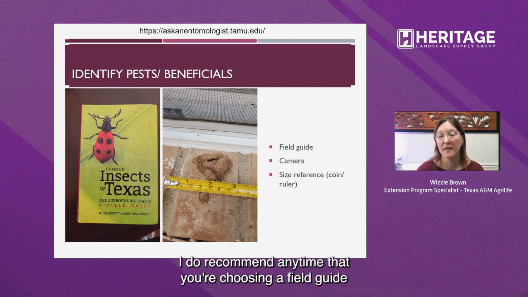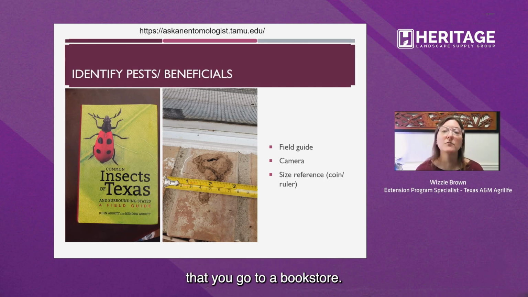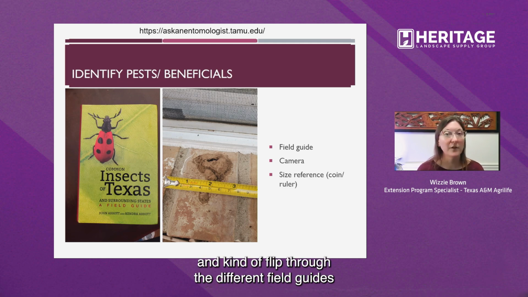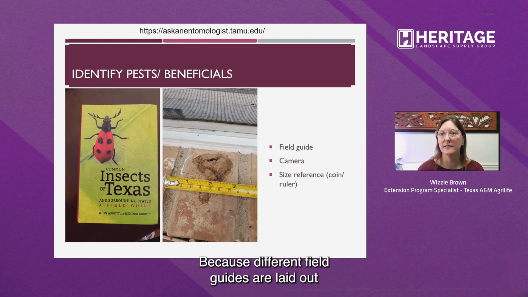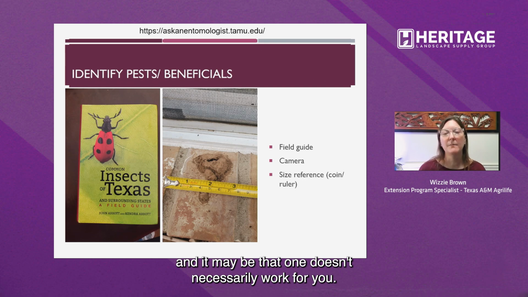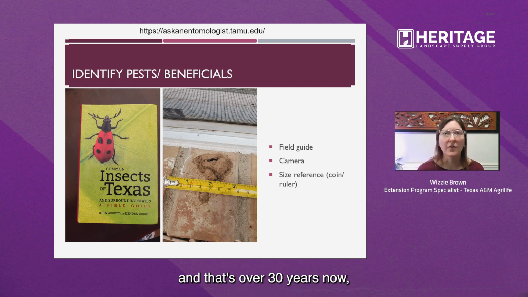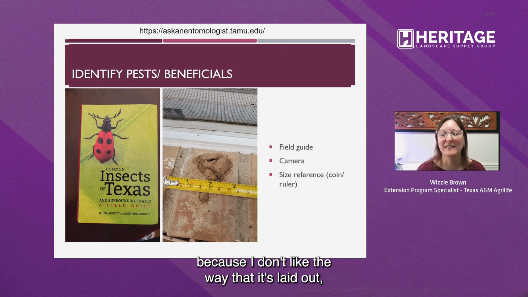I do recommend anytime that you're choosing a field guide that you go to a bookstore. I'm not saying you have to buy it at the bookstore, but go to the bookstore and kind of flip through the different field guides and see which one actually is going to work with the way that your brain works, because different field guides are laid out in different manners, and it may be that one doesn't necessarily work for you. I have a field guide that I've had since college, and that's over 30 years now. And I don't use it ever because I don't like the way that it's laid out. So it just sits on the bookshelf. So make sure that you're going to actually be able to utilize that field guide.